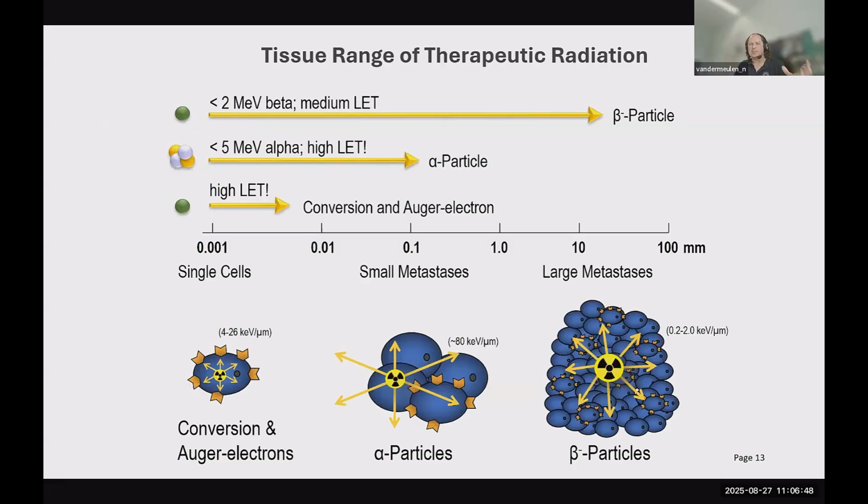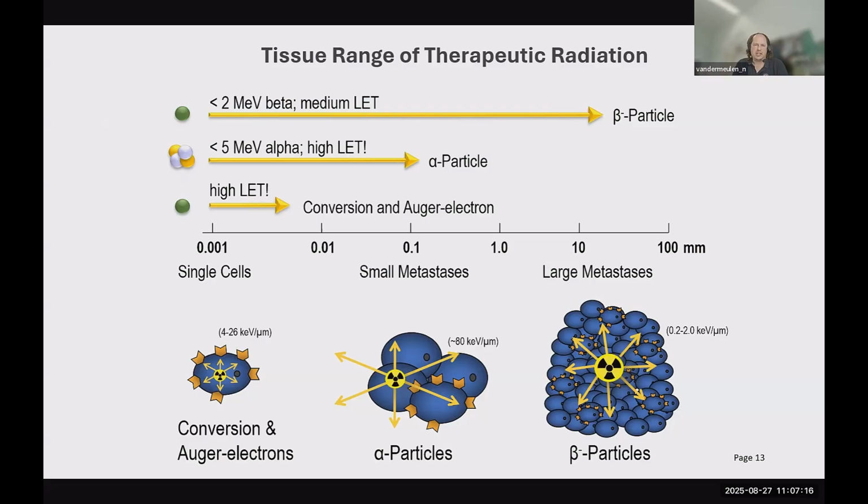We talk about these specific kinds of decay, and when one applies this towards the patient and works on the tumor, it depends on what the particle can do in terms of its energy. This was also mentioned in terms of the linear energy transfer. And the linear energy transfer then indicates how far this activity can travel.